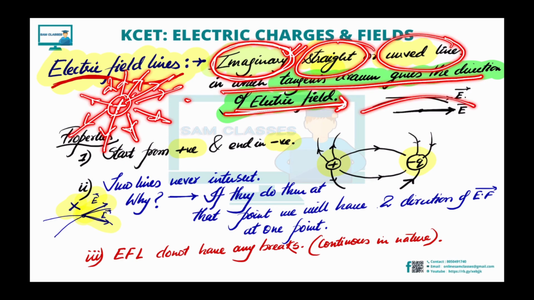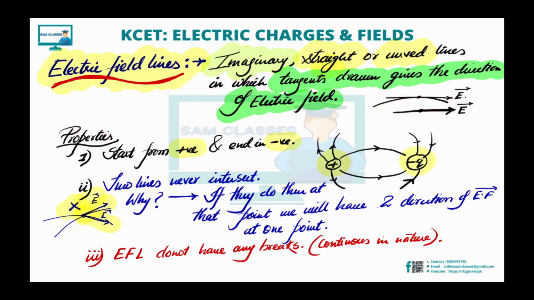That's why they are imaginary. They can be a bit curved like this, and the tangent at this point will give me the direction, or they can be straight also. We have both. So electric field lines are imaginary straight or curved lines in which, if we draw a tangent, they give me the direction of the electric field.